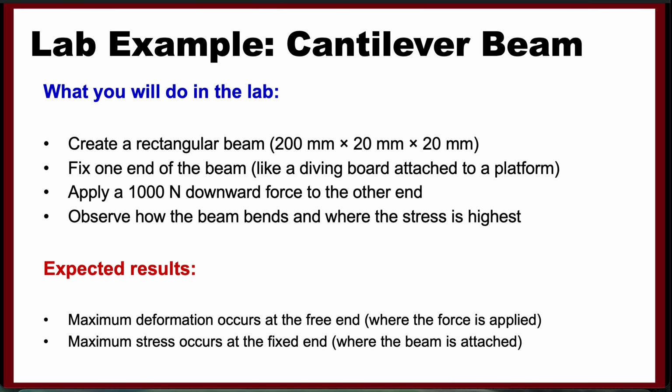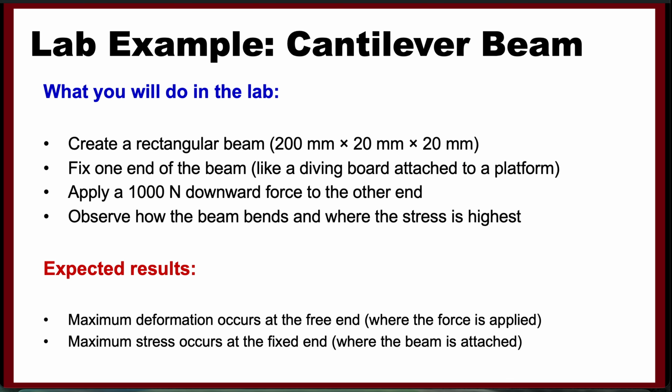In the lab, we are going to create a cantilever beam that is 200 millimeters by 20 millimeters by 20 millimeters. We are going to fix one end of the beam and then apply a 1000 Newton downward force to the other end. So this beam can act like a wing, for example, a wing of a car. Cantilever beams are used in a lot of different locations. And eventually we want to observe how the beam bends and where the stress is the highest.